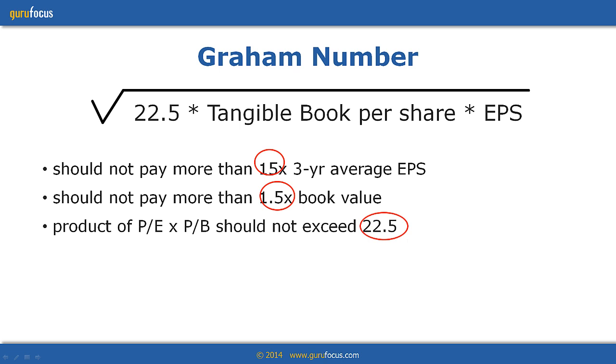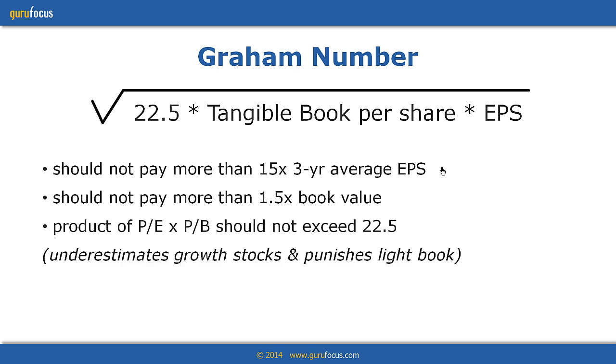If 15 is higher and it's up at 20, then you're going to want price to book really less than like 1.05. If price to book is 2, then you're going to need a price to earnings multiple of less than 11.25. All right, so that's how this formula comes from. It just multiplies tangible book per share times earnings per share times the 22.5, and then gives you the square root.